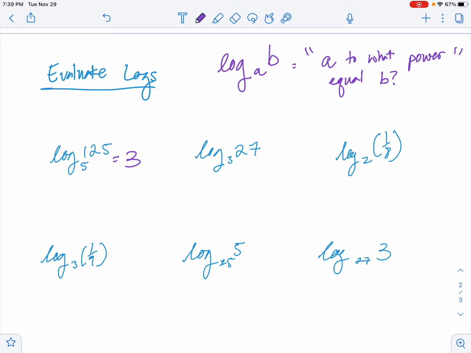Well, what if we can't do that? What if we don't know that 5 to the power of 3 is 125? Well, the other way to do it is to create a common base between the number at the top and the log base 5. So that is what we're going to try to do as a procedure. We're going to try to create a common base.